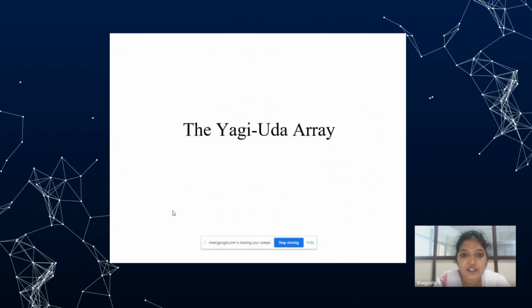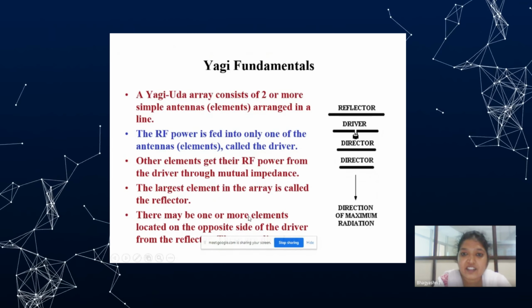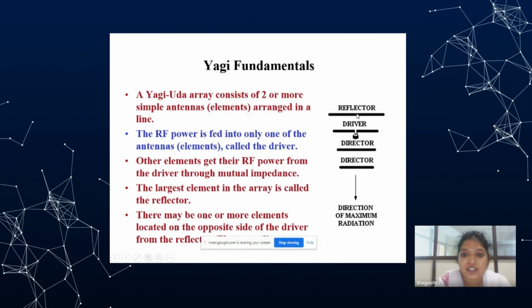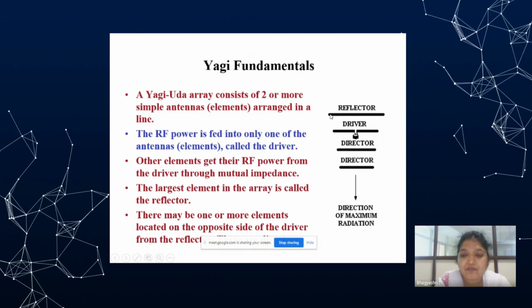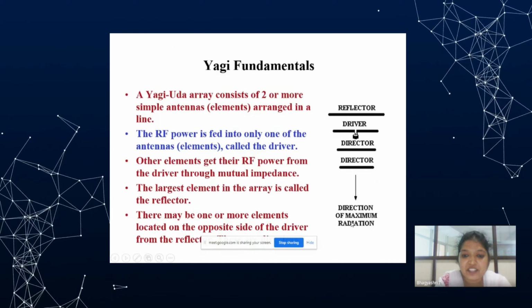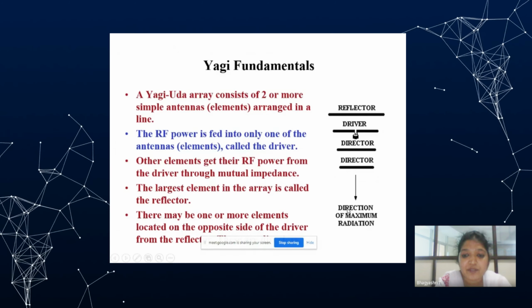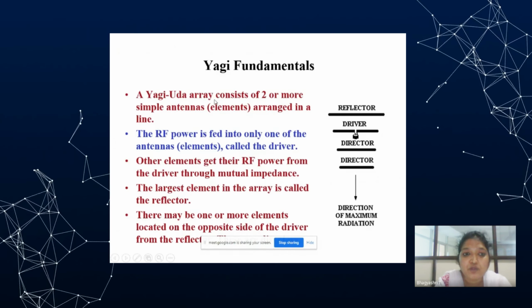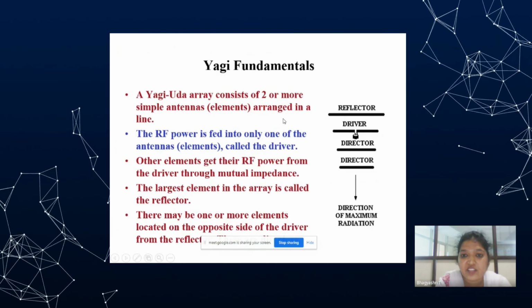Yagi-Uda array antenna. So the Yagi-Uda antenna has this structure: director, driver and reflector. Why are we connecting the reflector? Because the reflector is going to increase your directivity, and you will get the maximum direction here. Now, the basic Yagi-Uda antenna consists of 2 or more simple antennas arranged in a line.